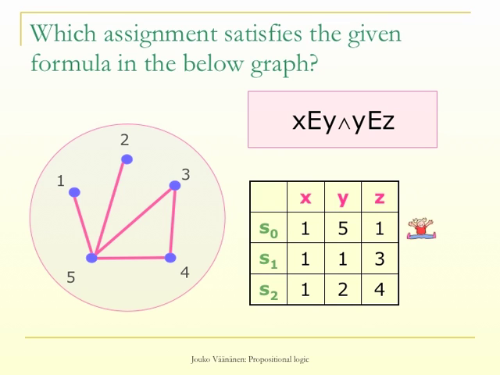So S0 does satisfy this formula. In the second assignment, the formula asks, is there an edge between 1 and 1? No graph has an edge between a vertex and itself, so we can move on to the assignment S2. In S2, the formula asks if there is an edge between 1 and 2 and an edge between 2 and 4. Well, there is no edge between 1 and 2, and neither is there between 2 and 4. So S2 does not seem to satisfy the given formula.